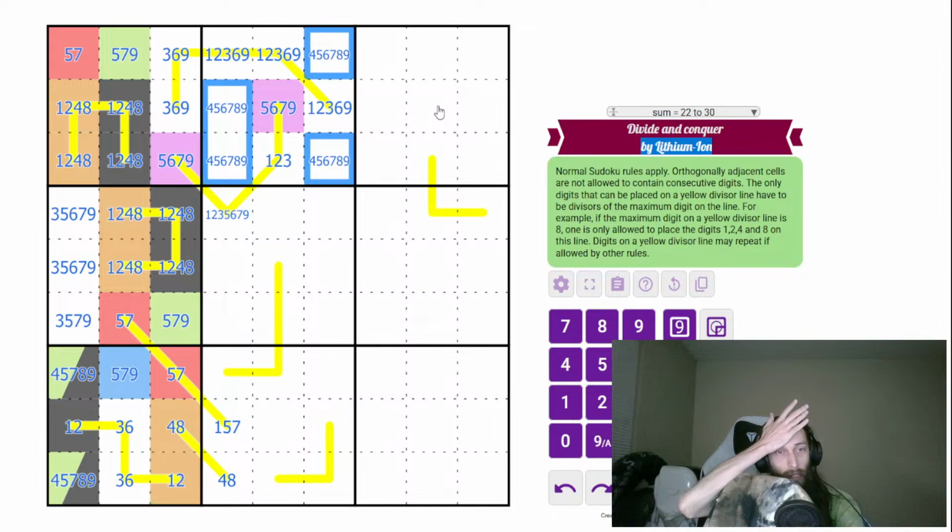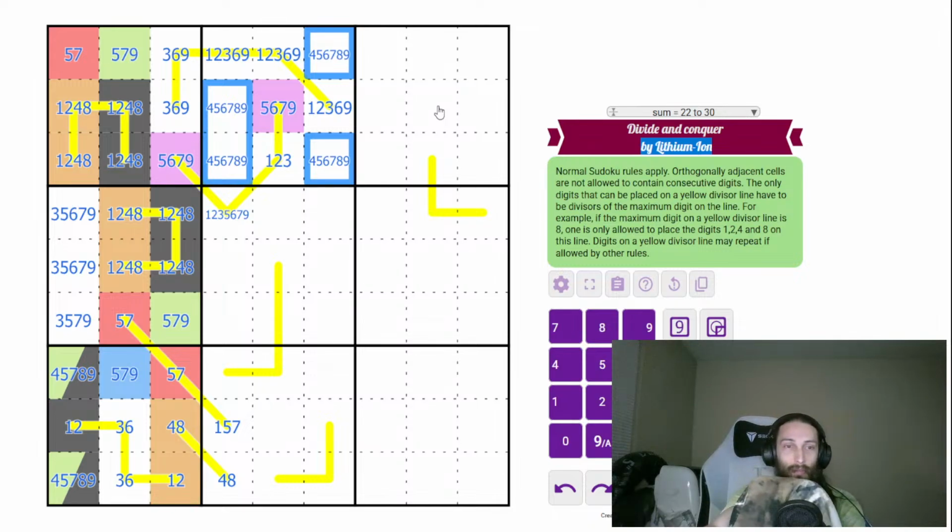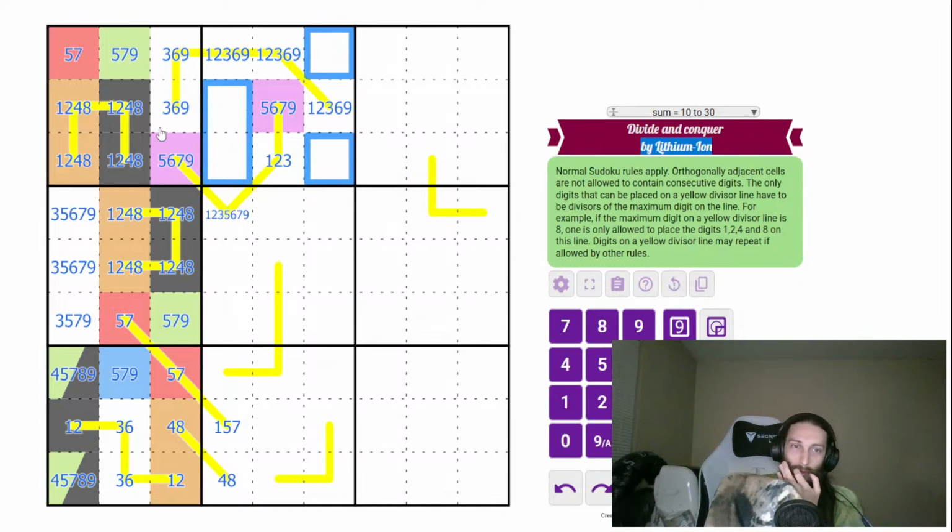And we know we don't have... so the 4 and the 8 are not placed. I guess it's not that important. I just know that 1, 2, and 3 can't go in any of the other places.